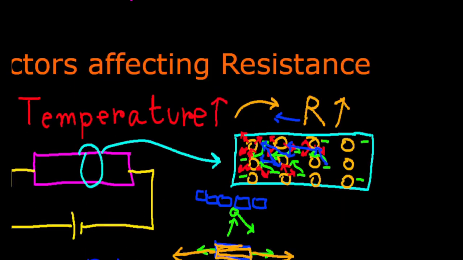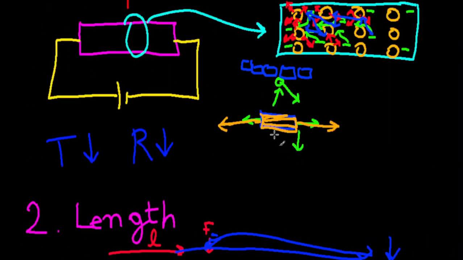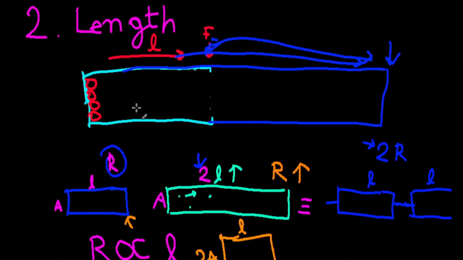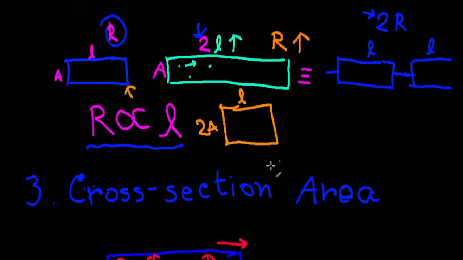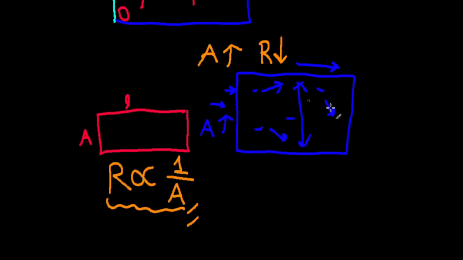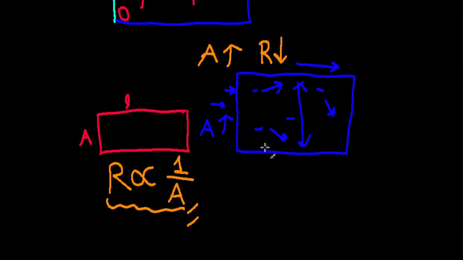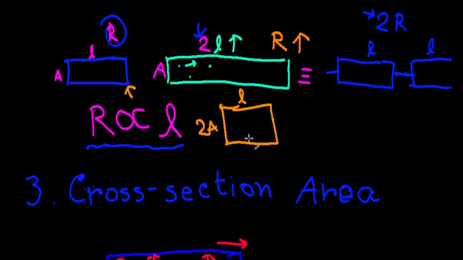Just as a summary, the resistance of a piece of metal is affected by a bunch of factors. One is temperature. If your temperature is higher, your electrons are going to bump into the ions, which vibrate more, so your resistance is going to increase, and vice versa. If your length increases, electrons have a harder time reaching the end, your resistance increases, and vice versa. If your cross-sectional area increases, electrons have an easier time moving around and reaching the end, your resistance decreases, and also vice versa.